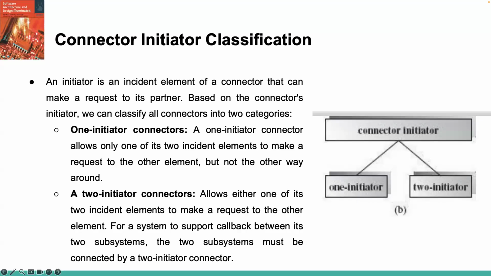The type of initiator your system uses defines the flexibility and directionality of communication. One initiator connectors are simple and useful when communication only needs to flow in one direction, like a client-server model. Two initiator connectors allow two-way communication, which is necessary when both parts need to interact, like in real-time systems or apps with callbacks.